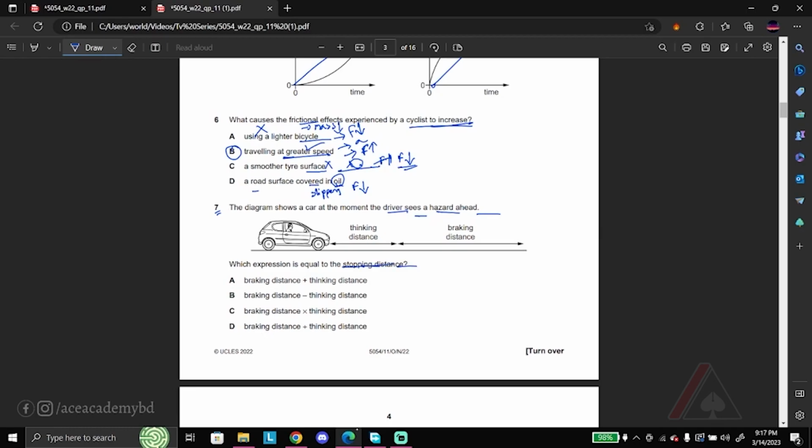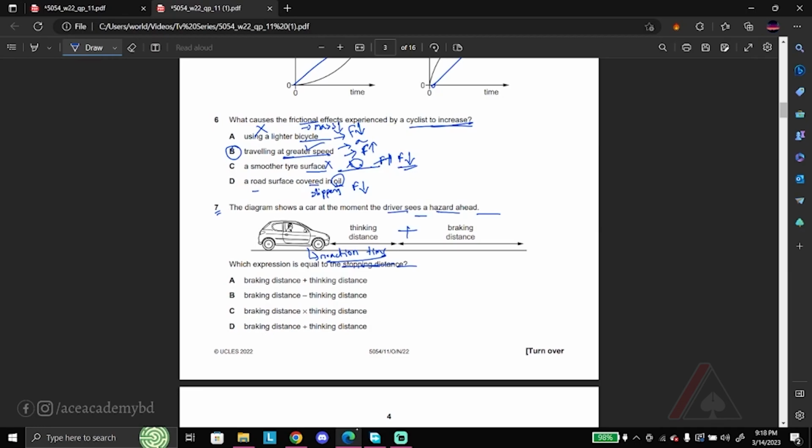So if you recall, stopping distance is basically the distance traveled by the car during a person's reaction time, or the thinking distance, and the distance the car travels while it's braking. So essentially, it's a summation of these two quantities.